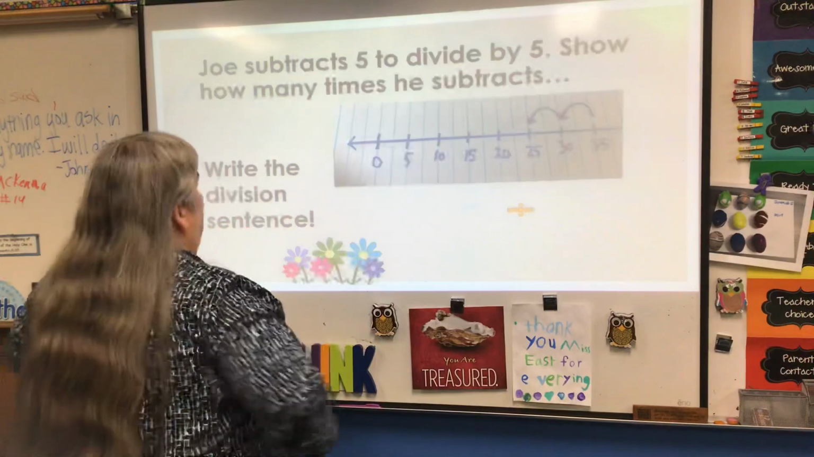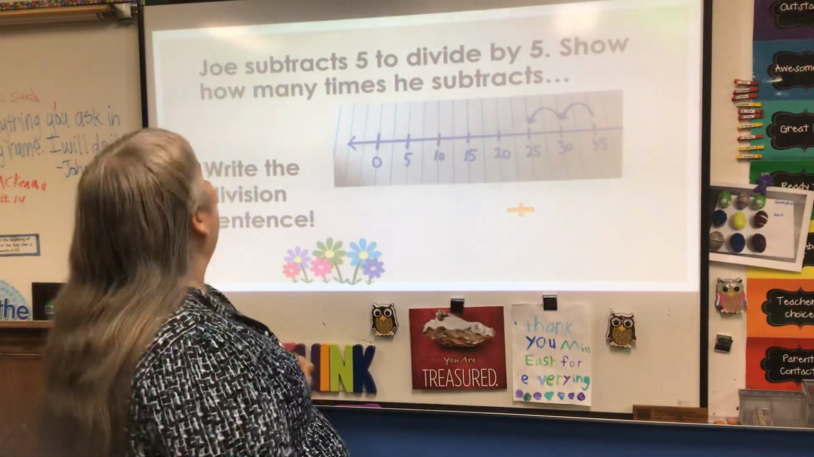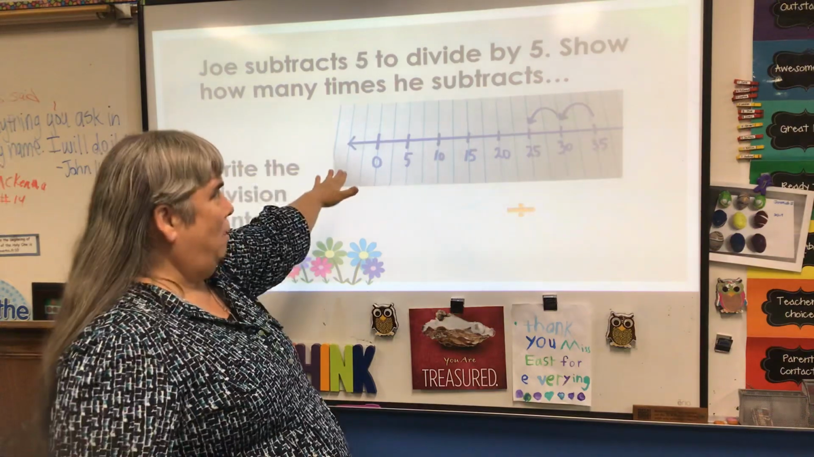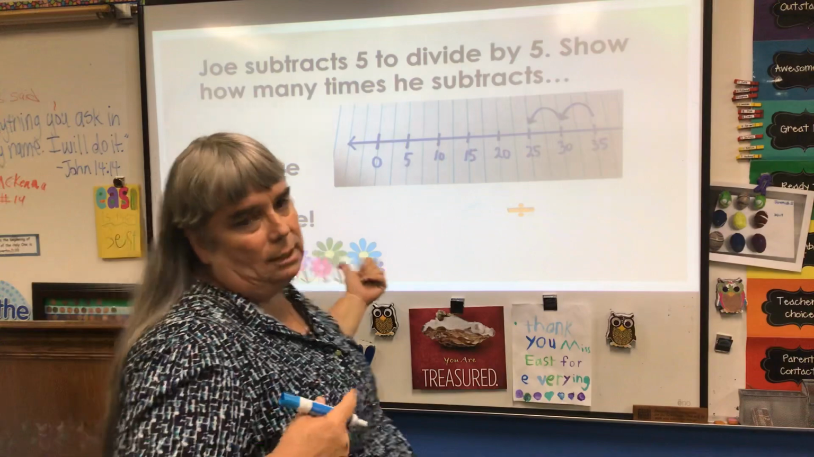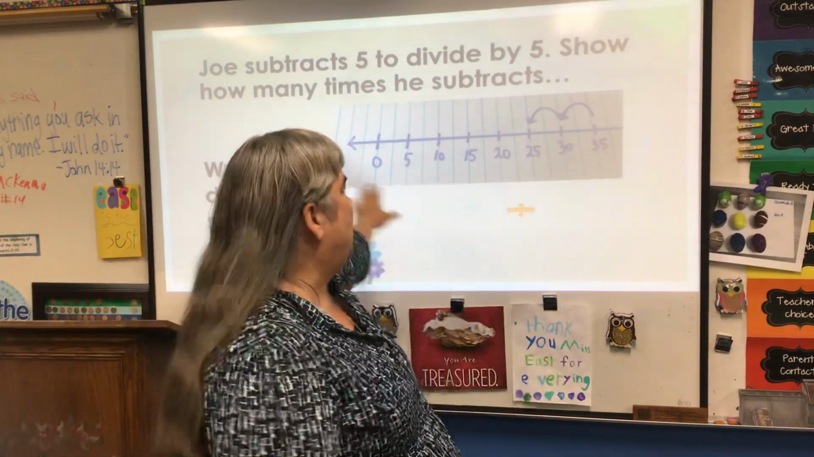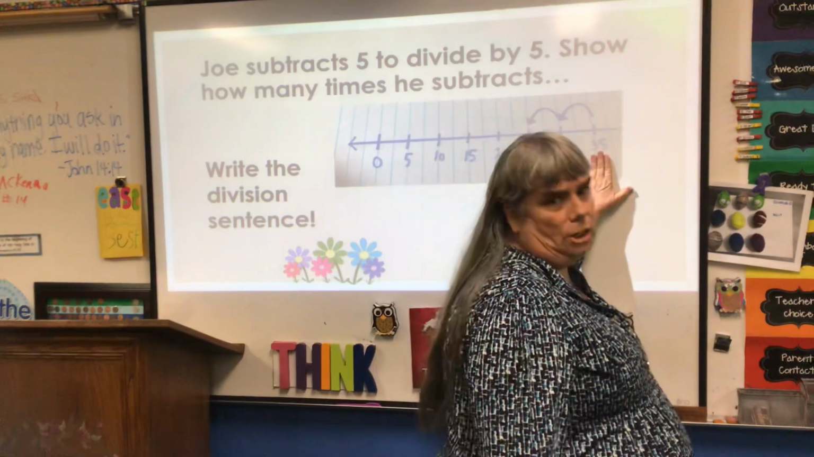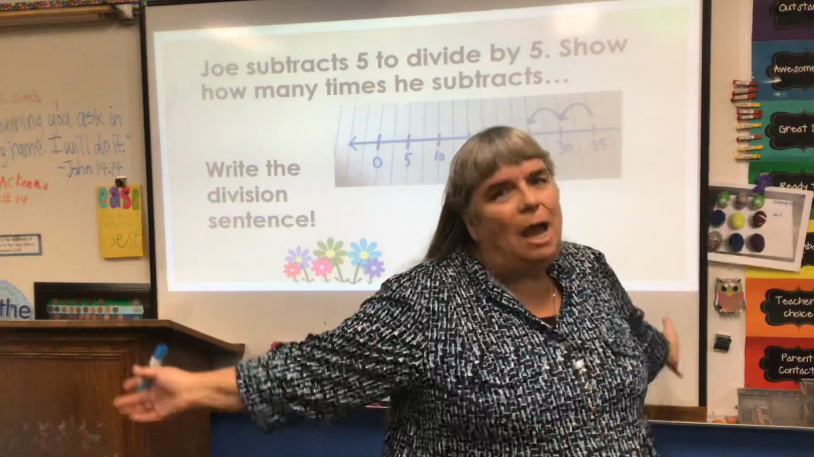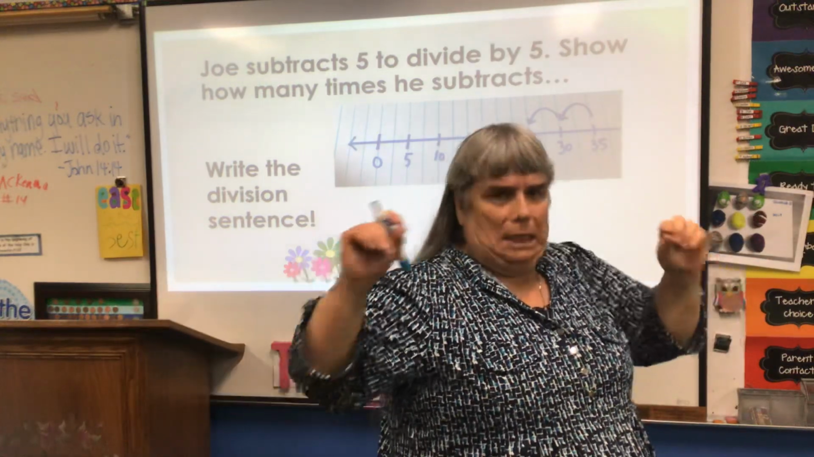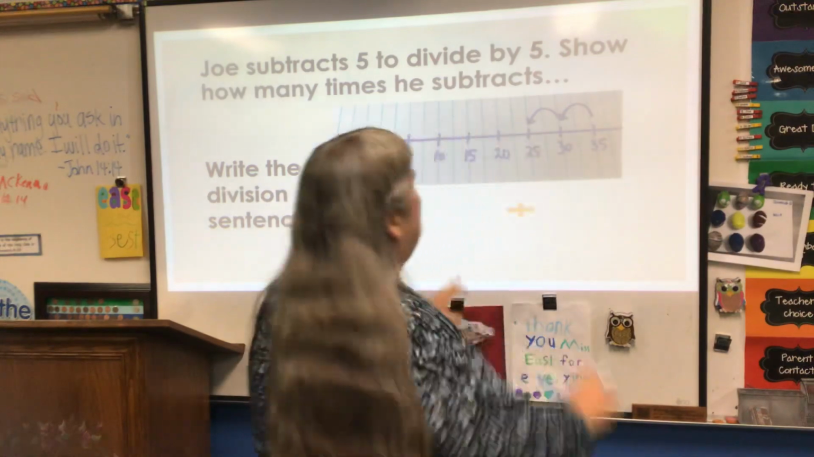Okay, next slide. Okay, this one. Joe subtracts 5 to divide by 5. So you remember we had a problem like this on the division test, and they have a number line, and usually what we would say is look at the largest number, and that tells you what you're dividing by. On the unit test, it's a little bit different. What they've done instead is they have a number line.